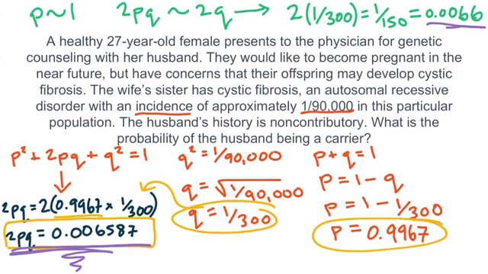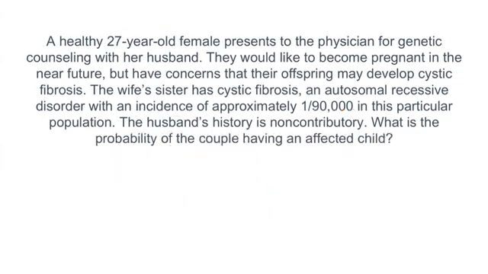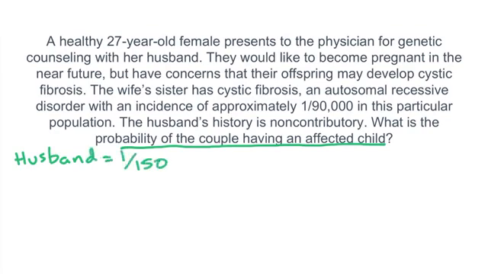Okay, let's do another question. As you can see, this is a continuation of the previous question. However, this time we're asked to determine the probability of the couple having an affected child. After going through the last question, we know that the probability of the husband being a carrier is about 1 over 150. In order to solve this problem, we also need to know the probability of the wife being a carrier. With this type of question, it can be useful to draw out a pedigree and a Punnett square. So let's do that now.